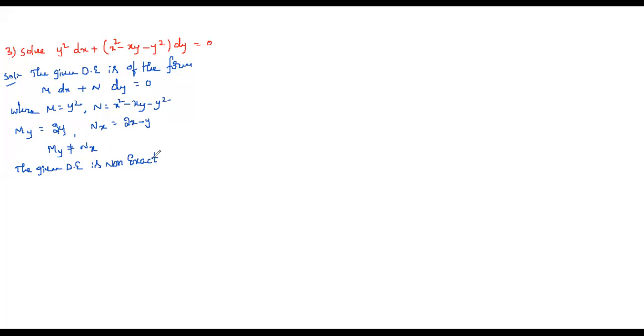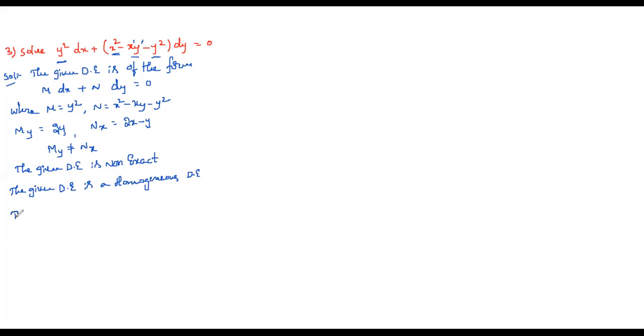So for that we need to check whether it is homogeneous or not. If you observe, the degree is 2 here, and here also 2, and here 1 plus 1 is 2, and for this also 2. So simply we can write, the given differential equation is a homogeneous differential equation.